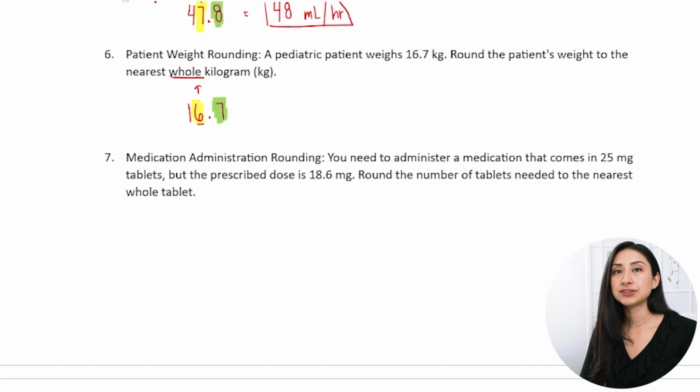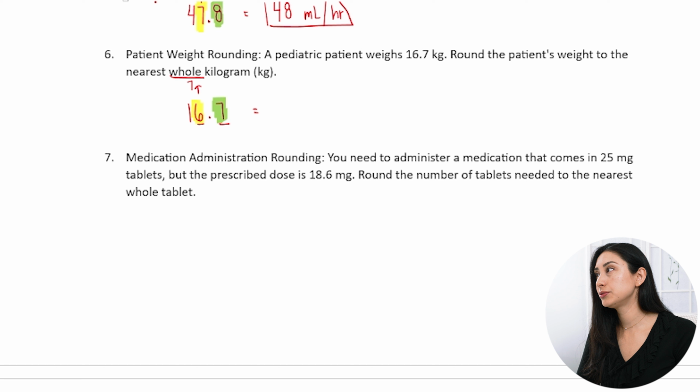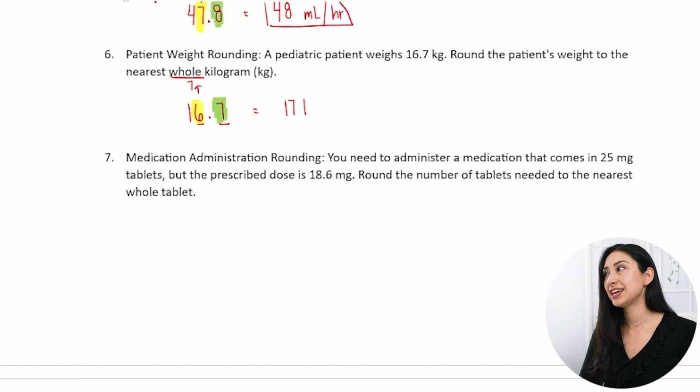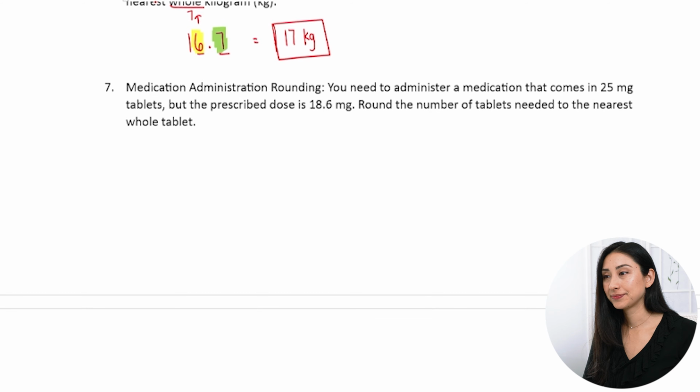So now the third step is figuring out what category that 7 fits into. Is it 5 or above or 4 or below? It's 5 or above. So that 6 gets changed up to the next value, which would be 7. And if I'm rounding to a whole number, my final answer would be 17. And let's not forget our units, kilograms. Okay, let's look at question 7.